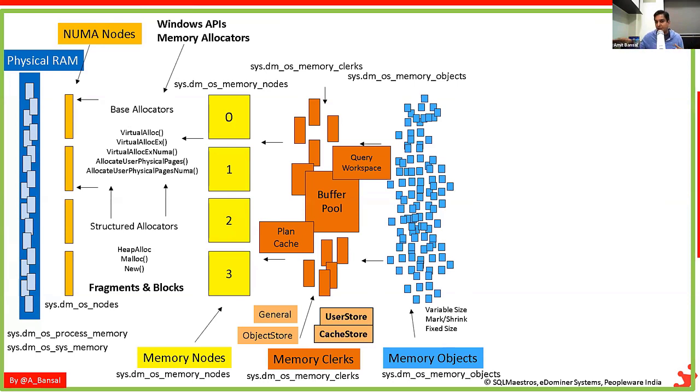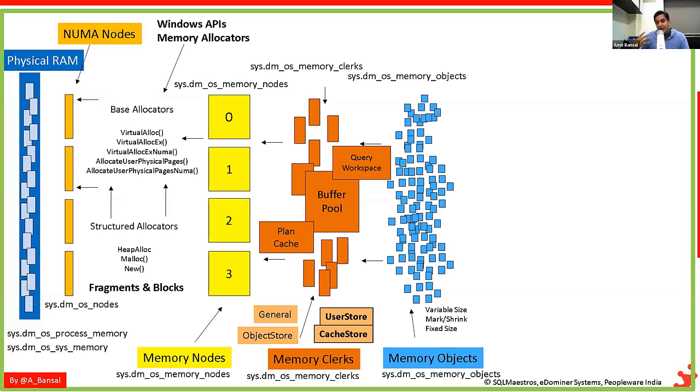If you look at some of those comments there, memory objects could be variable size, it could be mark shrink type, or it could be fixed size, which means that memory objects can grow as needed, or they could be fixed in nature. For example, 8K memory object, and when you need, let's say, 800 MB for something, you will have those many memory objects being created. So memory objects are the most granular level of information that you can get from SQL Server memory internals.